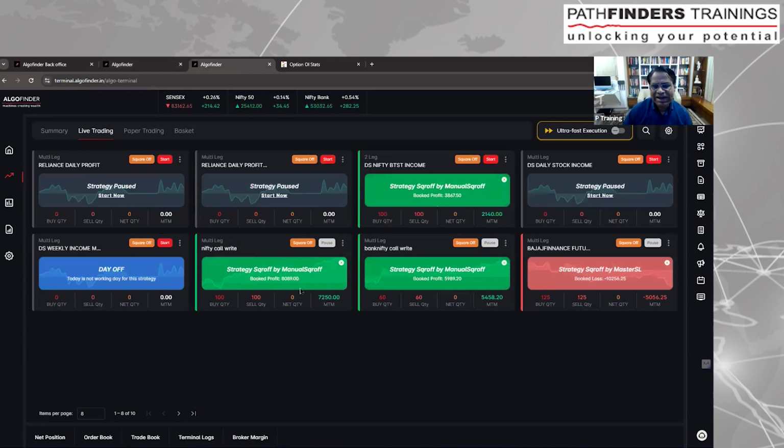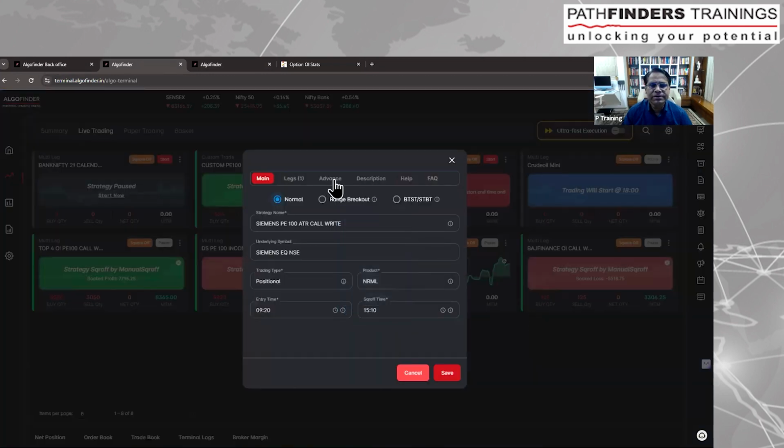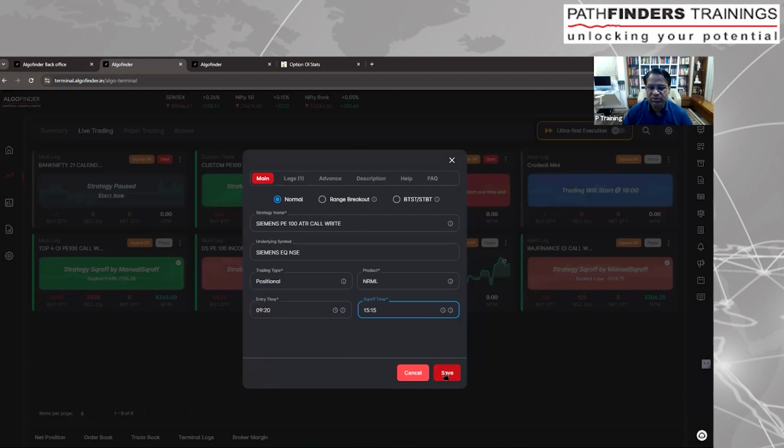the Nifty call right gave me 7,250. Bank Nifty call right gave me 5,000, but in Bajaj Finance futures my stop loss was hit, right? Stop loss was hit on this one. Just a minute, let me modify it and square off time. I'll make it 15, 15. You can't initiate after the square off time.